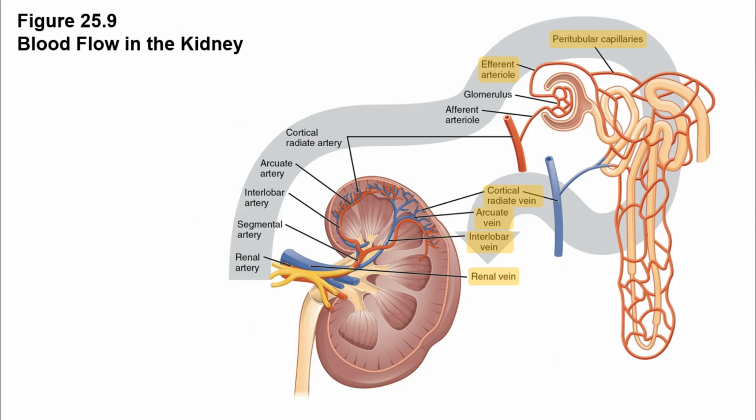Blood leaving the efferent arteriole is then delivered to the extensive peritubular capillaries that are associated with the renal tubules. Eventually, the peritubular capillaries deliver their blood and reclaimed nutrients, water, and electrolytes to the cortical radiate vein, which then becomes the arcuate vein. The arcuate vein then leads to the interlobar vein, where the interlobar veins will then drain into the renal vein and exit the kidney.